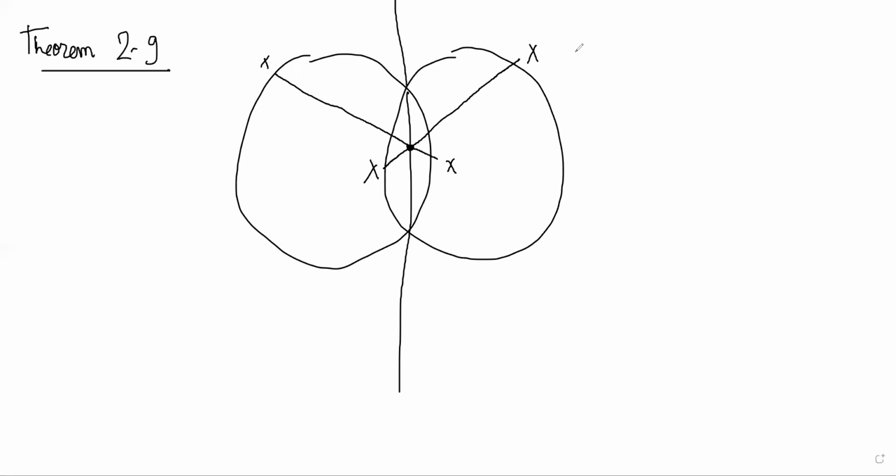And that vertical altitude through the center, A1, was the radical axis, right? So that is how this is a direct application of theorem 2.9.